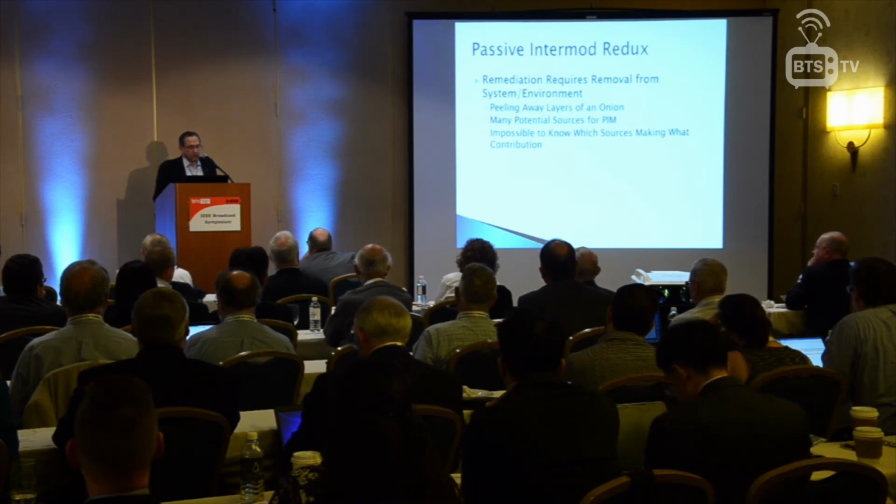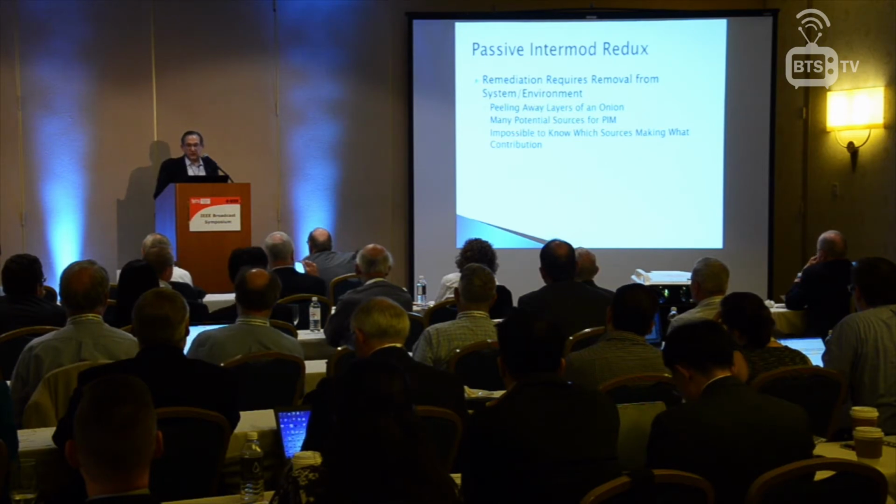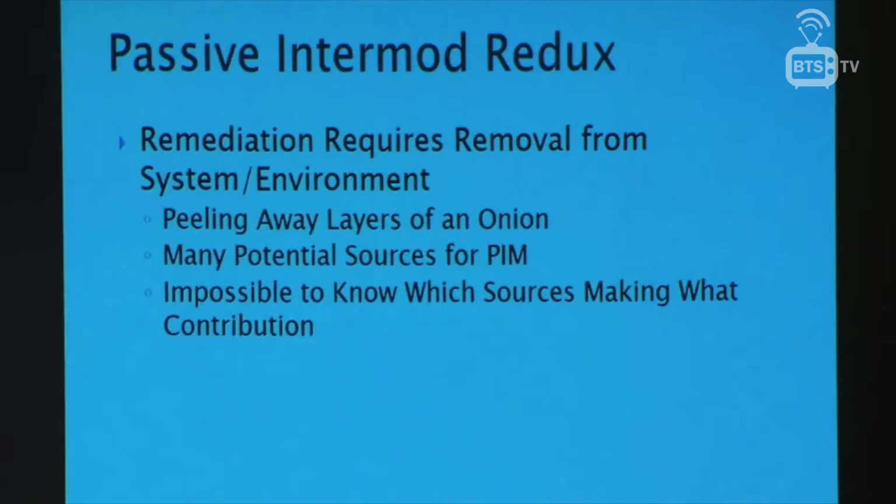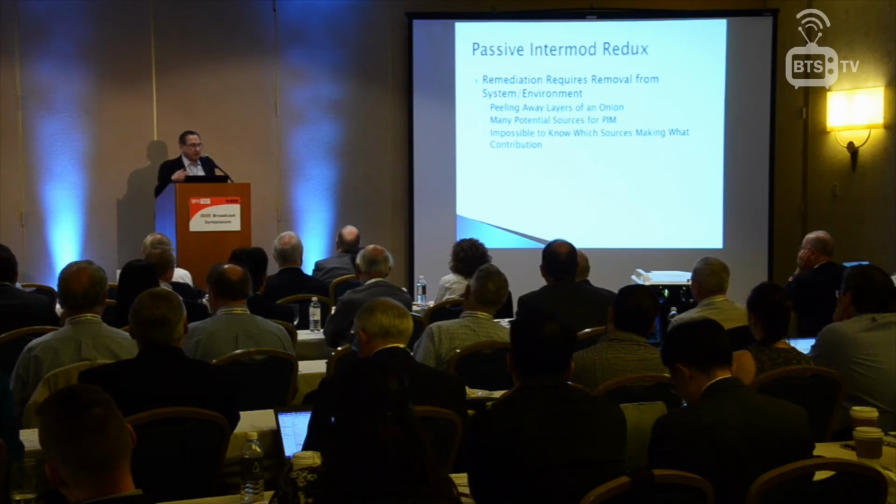Basically, if you want to remediate PIM, it requires that you remove it from the environment of the system. Either you have to fix the system itself, or you have to fix the components around the system, like peeling the layers of the proverbial onion. And there are lots of sources of PIM, and you can't always tell which one is causing your problem. Sometimes a 5-pound rubber mallet will do it, applied judiciously. And literally, if you listen with an appropriate receiver, like a spectrum analyzer in zero span mode, and then bang on the tower, you can find sometimes where the PIM is, just by listening to the AM of the noise.